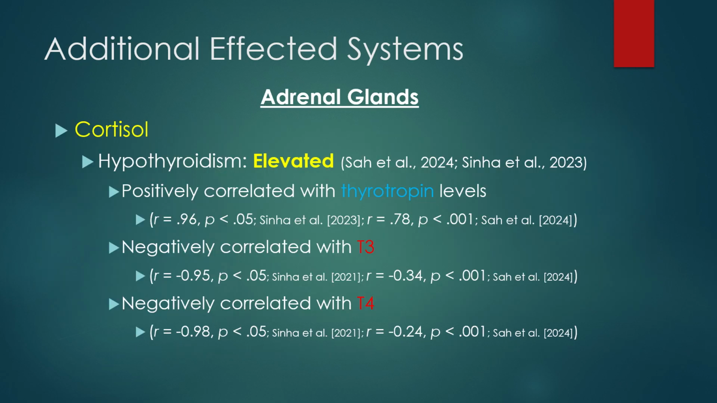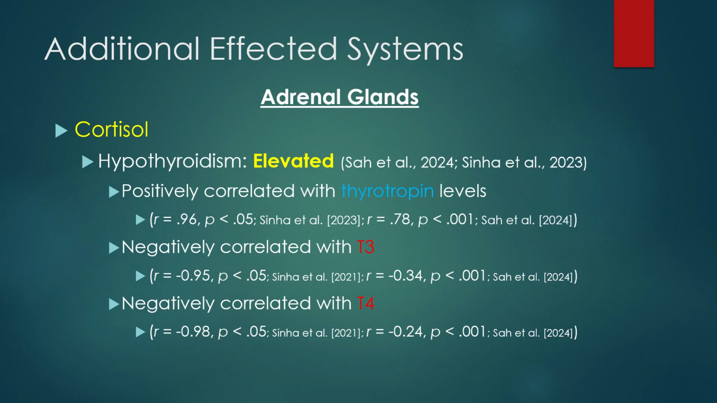There are additional affected systems in hypo and hyperthyroidism. In the adrenal glands, at the end of the HPA axis, there is a noted effect on cortisol. In hypothyroidism in particular, cortisol is elevated, and it correlates with what you expect to see in hypothyroidism. So there's a positive correlation. The rise in cortisol is relative to the rise in thyrotropin, whereas the rise in cortisol is negatively correlated with thyroid hormones. So cortisol goes up, but thyroid hormones go down, just as thyrotropin goes up.